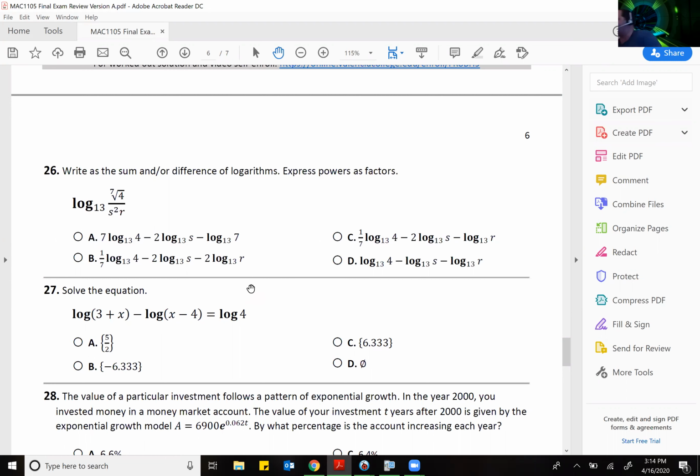6.5 with properties of logarithms. This is where we're going to condense and expand. That's what these two questions are. So this is coming from 6.5. So what they want us to do in this one is expand the logarithm out. All right. So we've got log base 13 of the 7th root of 4 divided by s squared r.